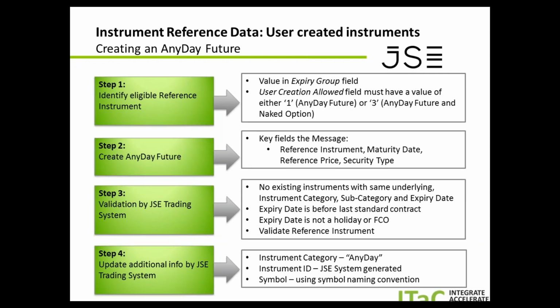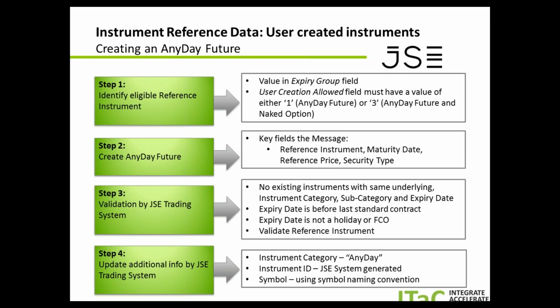So step one will always be identify the reference instrument, pick that, create an any day future or option or forward, those four options we spoke about in the beginning. There's validation performed by the JSE system, and that was what we spoke about, that it can't be on a standard instrument. Obviously, it can't already exist in the system and so forth. Simple validations. And then step four is we update the additional info at the end of the day. So I won't labor through each of those points. It's there for you to have a look at. It's in our volume 0 already. If there are any specific questions to this, please let me know.